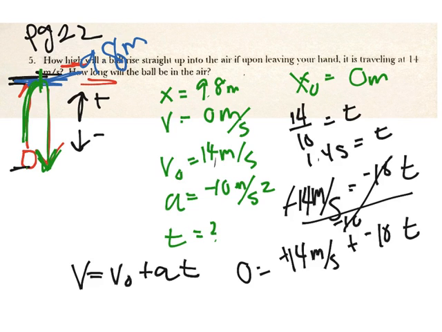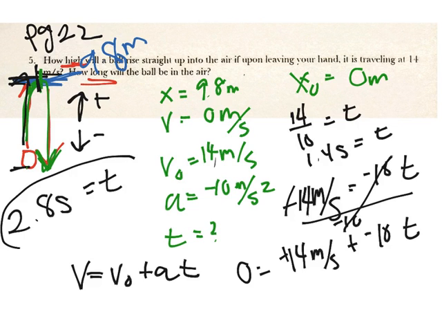However, remember, we only took half the time. So it takes 1.4 seconds to get up here. How long do you think it takes to get down? 1.4 seconds. So you're going to double it. It's going to be 2.8 seconds is equal to the time of how long it's actually in the air. 1.4 to go up, 1.4 to come back down.